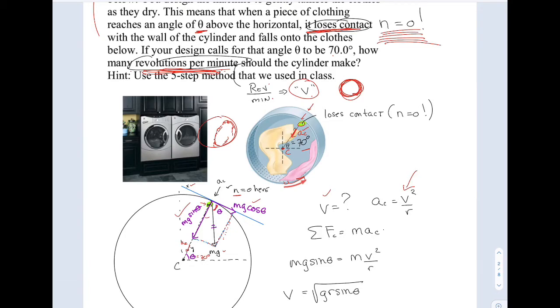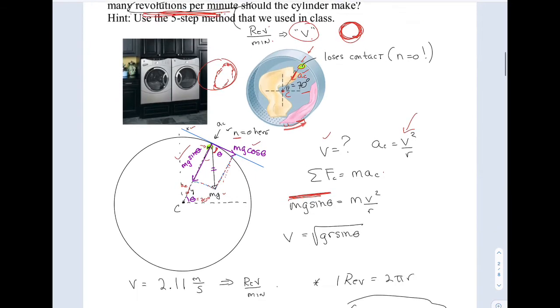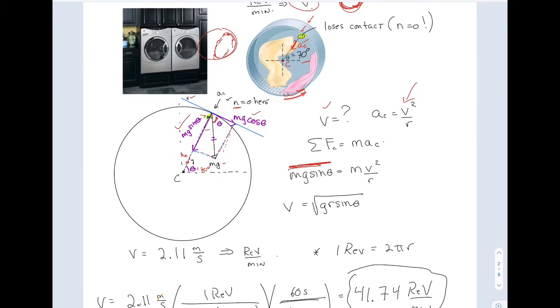I'm applying net force centripetal equals m a centripetal. My picture shows the centripetal force is mg sine theta, and that's equal to mv squared over r. Cancel out the m's, and I get v. r was given. It's designed for theta of 70 degrees. I just put in the numbers, and I got my speed is 2.1 meters per second.